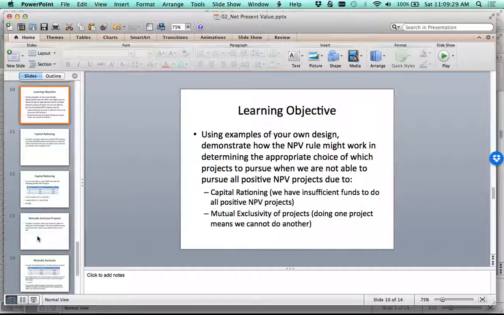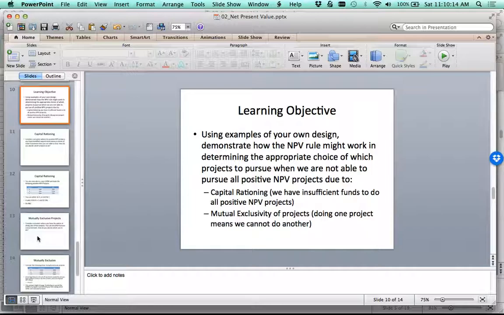Second objective that I have for you with respect to the net present value would be to go through a couple of those situations where it's hard or you have to think a little bit more to apply the net present value rule, and have you be able to go through and properly apply the rule. And so I want you to be able to set up an example of your own design and then talk about, in each of these scenarios, capital rationing or mutual exclusivity, how you would apply the rule and why that makes sense.